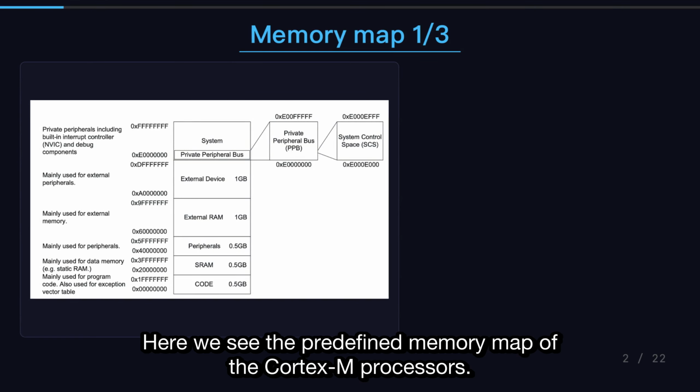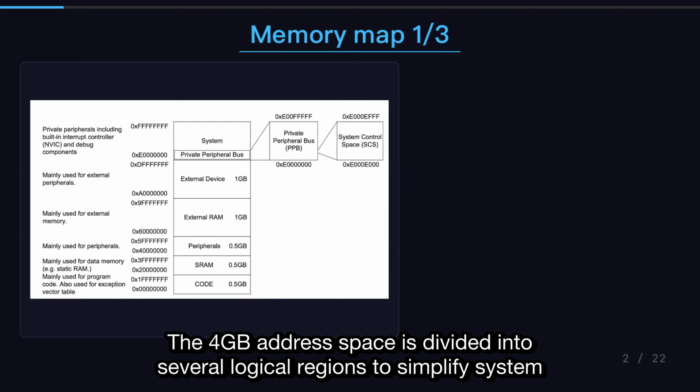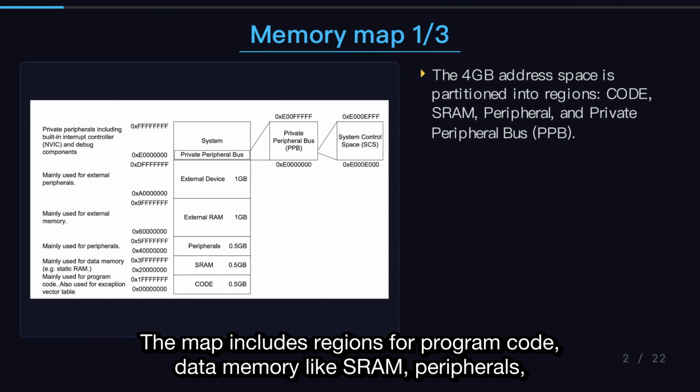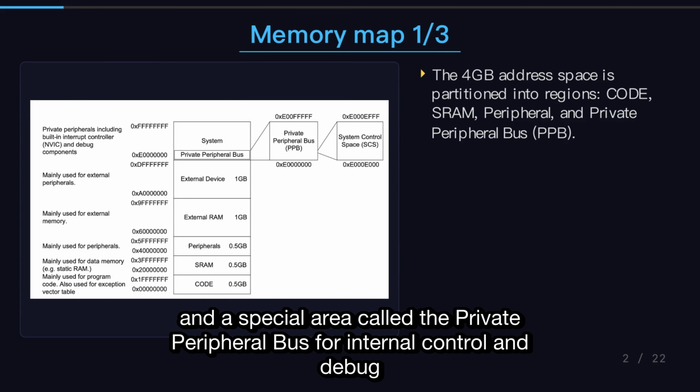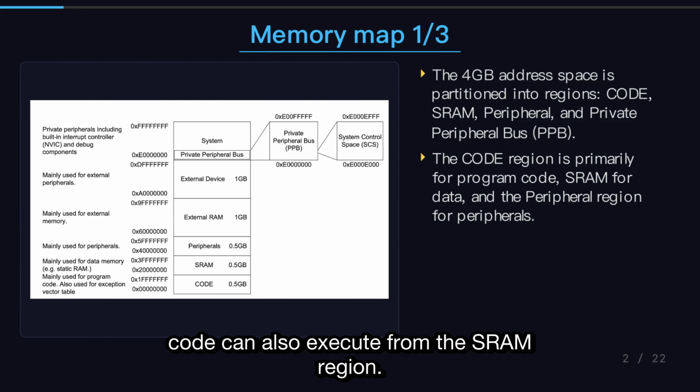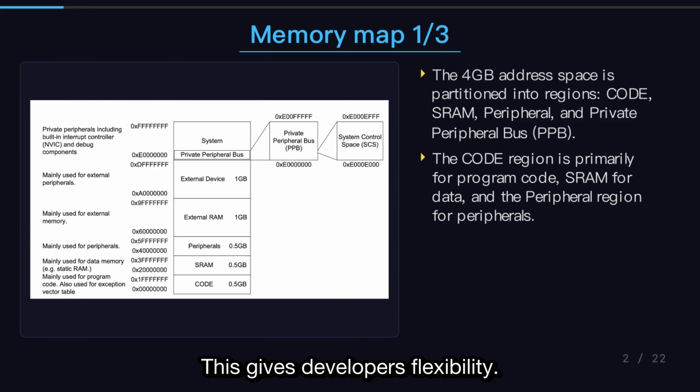Here we see the predefined memory map of the Cortex-M processors. The 4 GB address space is divided into several logical regions to simplify system design. The map includes regions for program code, data memory like SRAM, peripherals, and a special area called the private peripheral bus for internal control and debug components. The CODE region is intended for program code, but interestingly, code can also execute from the SRAM region. This gives developers flexibility.